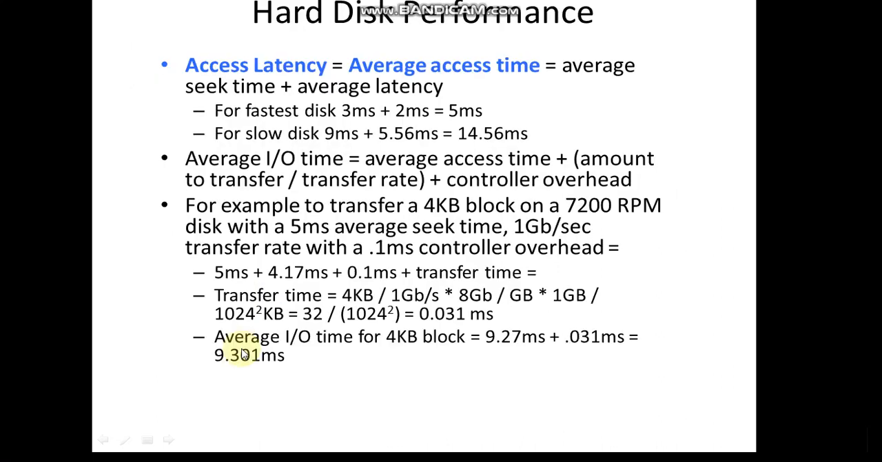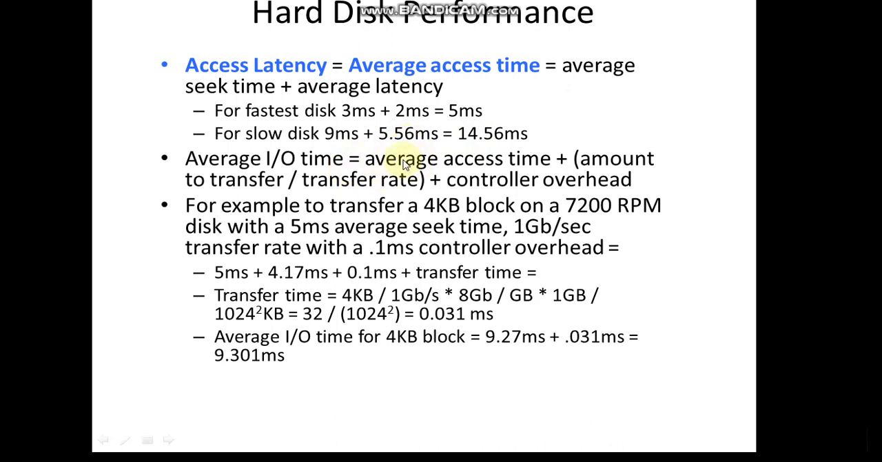There is a certain calculation here. Access latency, which is equal to average access time, includes average seek time plus average latency. Both are added. That is how much time is taken to move to a particular track, and within the track how much time it takes to go to the particular sector. The sum of these two we call access latency or average access time. For the fastest disk it is 3 plus 2, that is 5 milliseconds. For a slow disk it is up to 14.56 milliseconds.